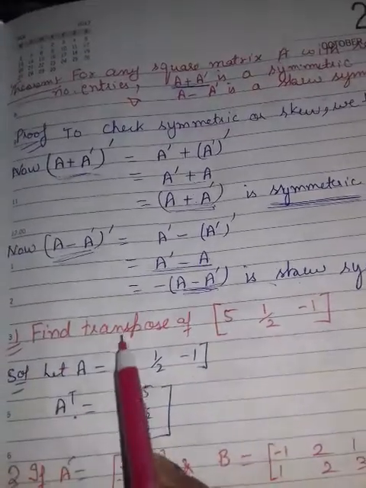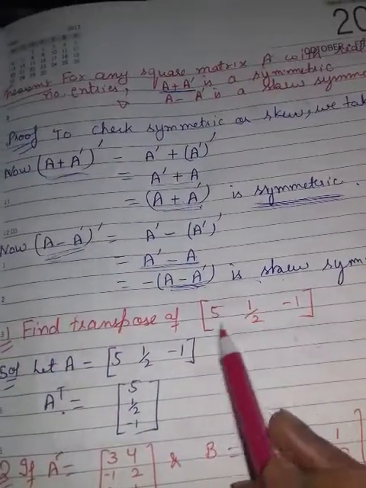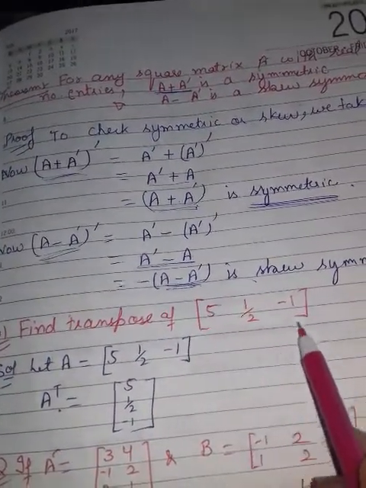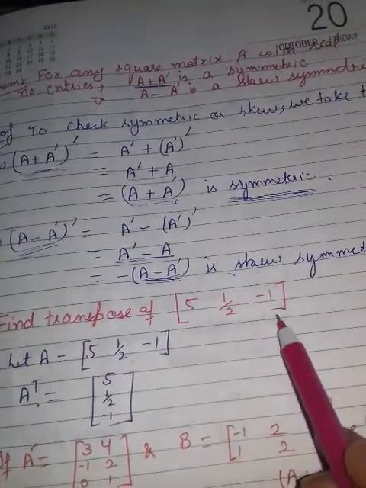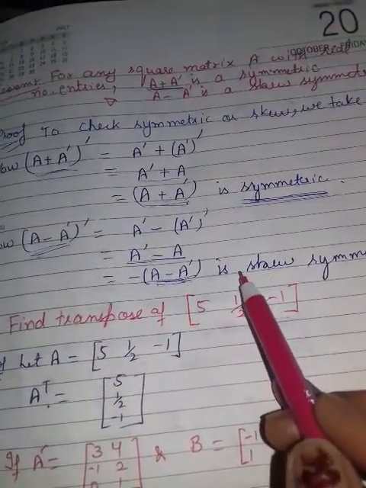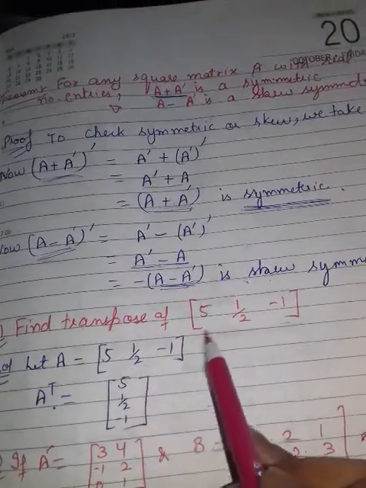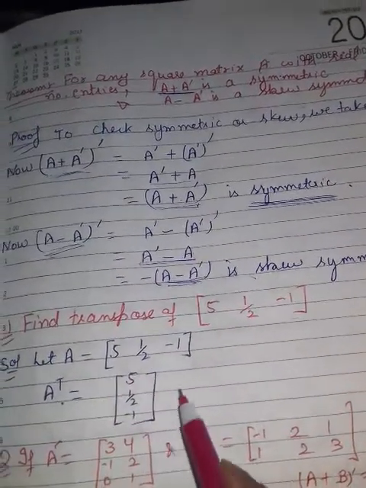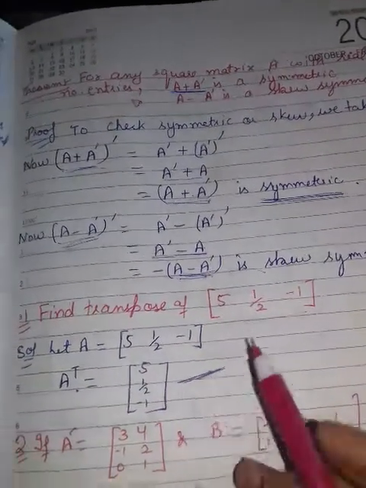Next is find the transpose. You have to find the transpose. You know how many rows are here? One row is here, and whenever you take its transpose, it will shift into one column. So this is your transpose.